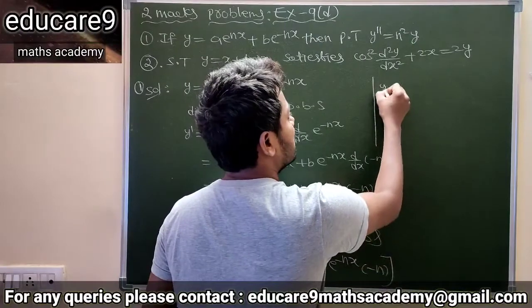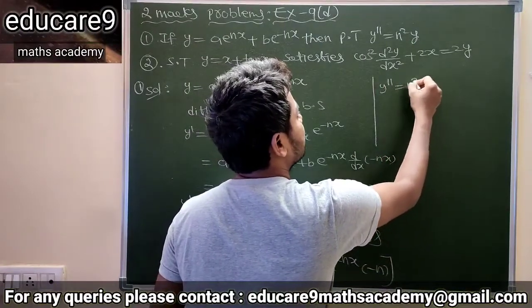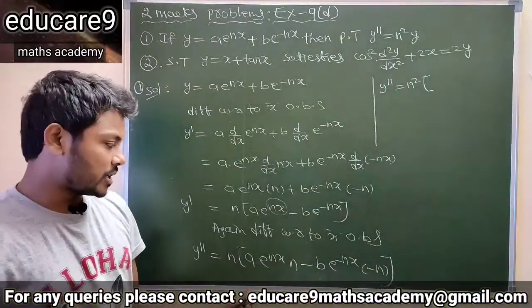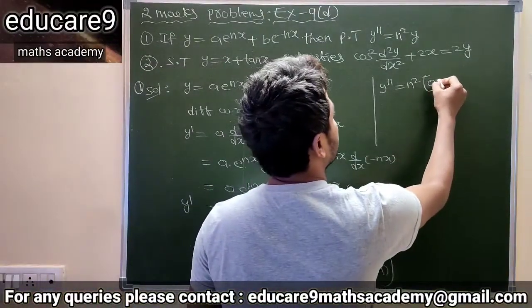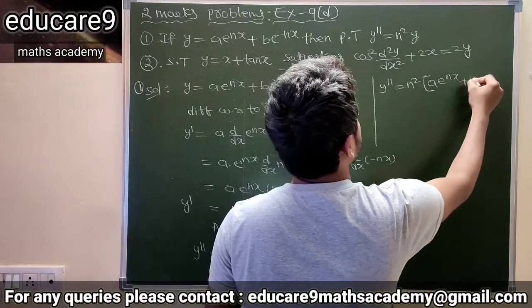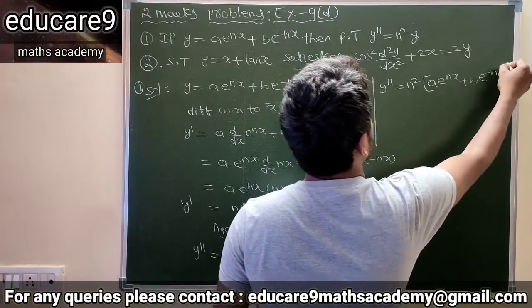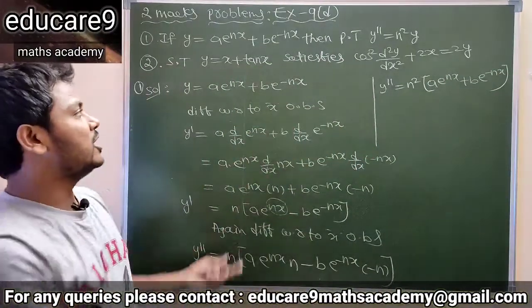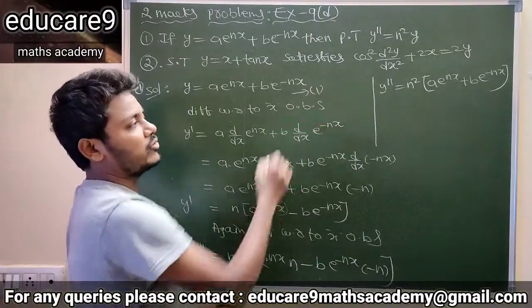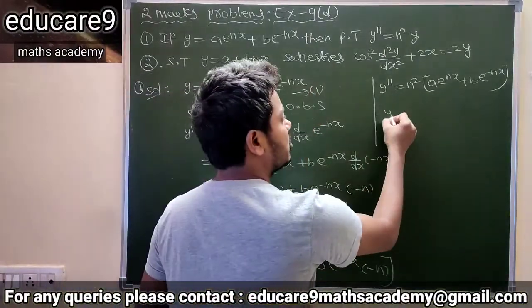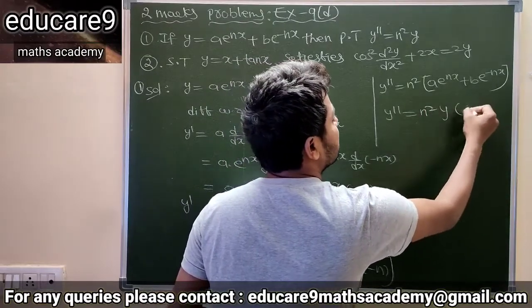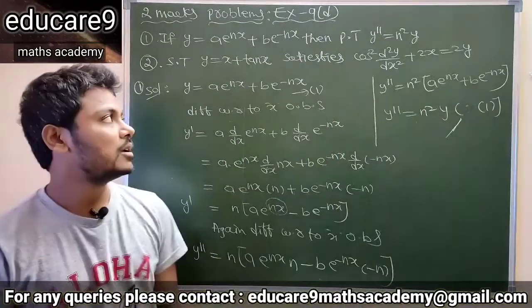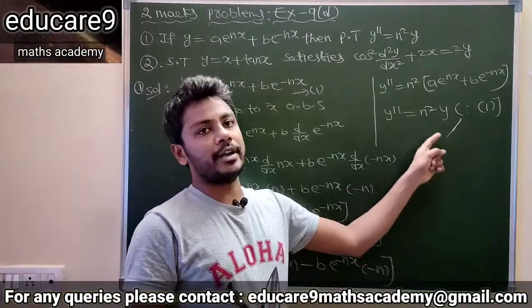So this is y double dash is equal to n square into, so what are the remaining terms? a e power nx plus b e power minus nx. So clear, that value is y from equation 1. So y double dash is equal to n square y, since from 1. So clearly this is the required answer.